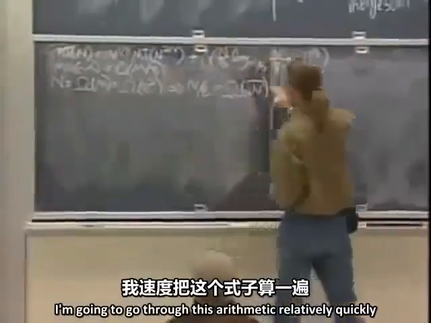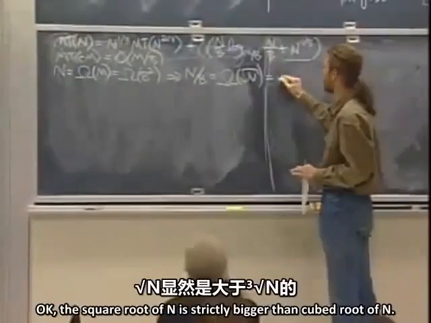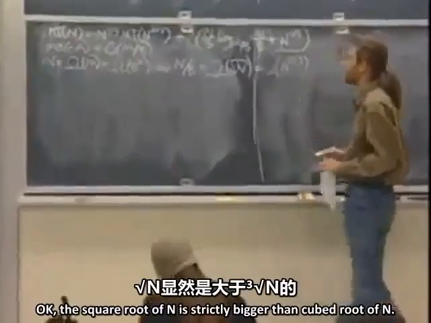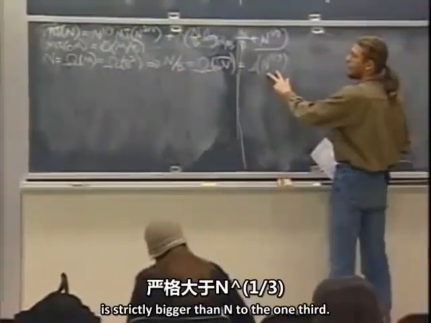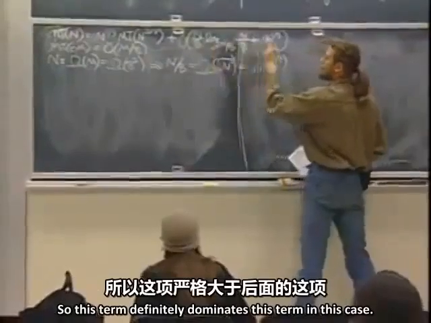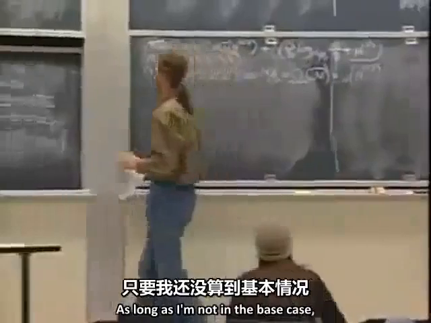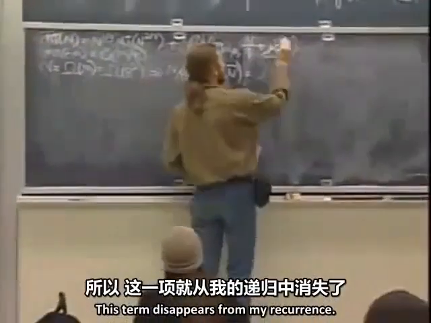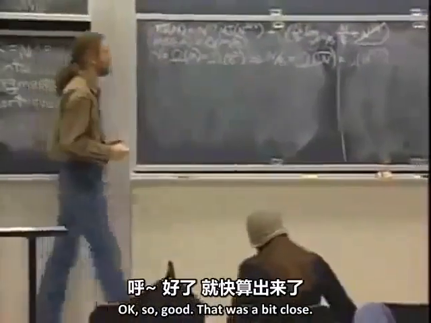I'm going to go through this arithmetic relatively quickly because it's tedious but necessary. The square root of n is strictly bigger than cube root of n, so that means that n over b is strictly bigger than n to the 1/3. Here we have n over b times something that's bigger than 1. So this term definitely dominates this term in this case. As long as I'm not in the base case, I know n is at least order m, and this term disappears from my recurrence. So good, that was a bit close.